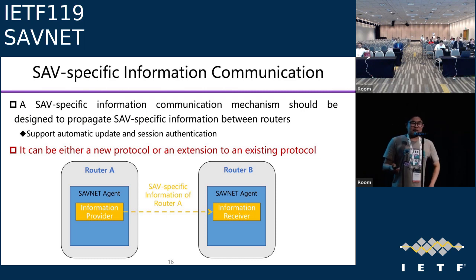Therefore, a SAV-specific information communication mechanism should be designed to propagate SAV-specific information between routers. This mechanism must support automatic update and session authentication for convergence and security requirements. In the updated version, we clarify that this mechanism can be either a new protocol or an extension to an existing protocol. So how to design the communication mechanism is open to all solutions.